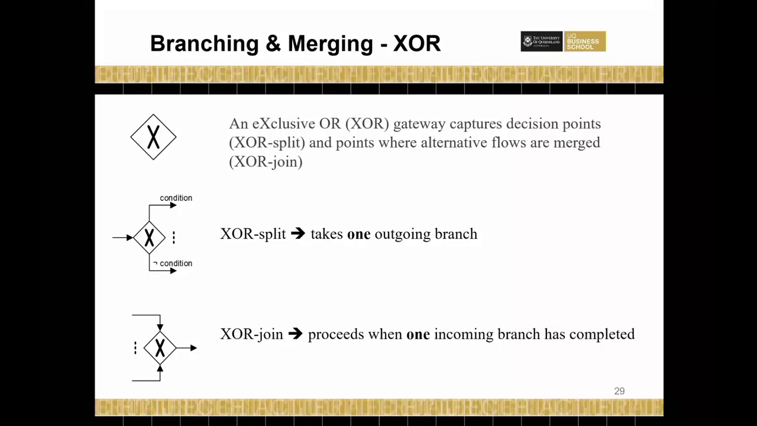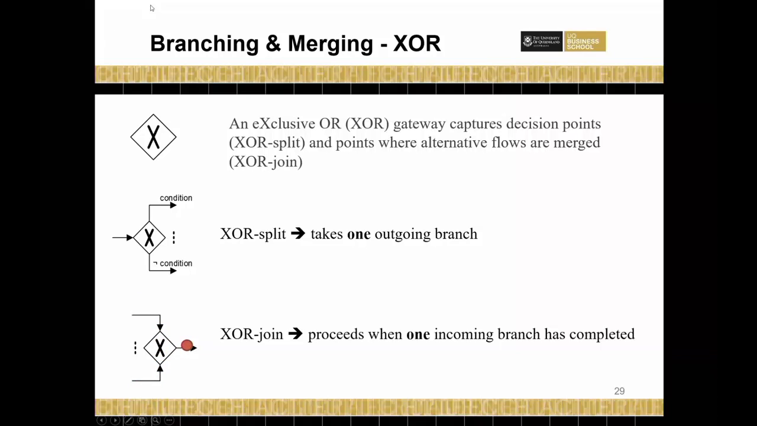If you have exclusive paths where only one is possible, you model that with an X. So it goes either the first condition or the second condition. And you can have only one path. And you close it. You close it, either one arm comes in or the other.